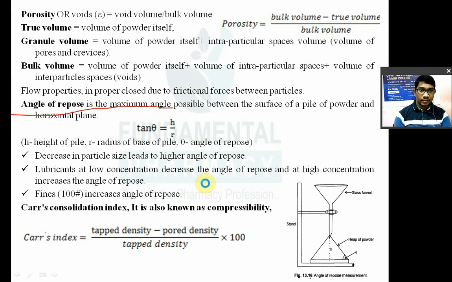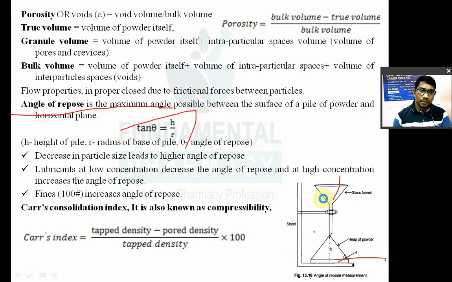Okay, so angle of repose, again one of the major flow properties of powder, right? So what is it? You might have done this practical. You used to take a powder, pour it in a funnel, and below you used to place a paper, and on that this powder will make a pile. Now you used to measure the height and diameter of that. Now tan theta is equal to h upon r. That is the formula for angle of repose.